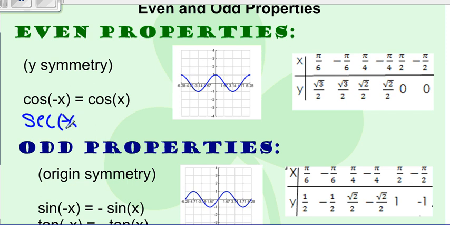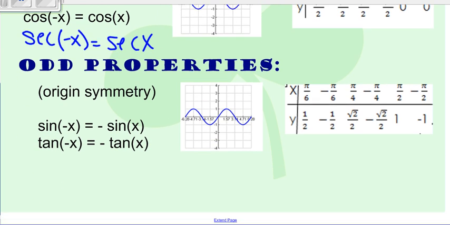Negative x, I wrote that down. So secant of negative x equals secant of x, okay? The even properties apply to our functions that have y symmetry, so they're symmetrical across the y-axis. So if it's a negative on the inside of the parentheses, it'll be positive on the outside. So again, this applies to our cosine and our secant function, since it is the reciprocal of that.